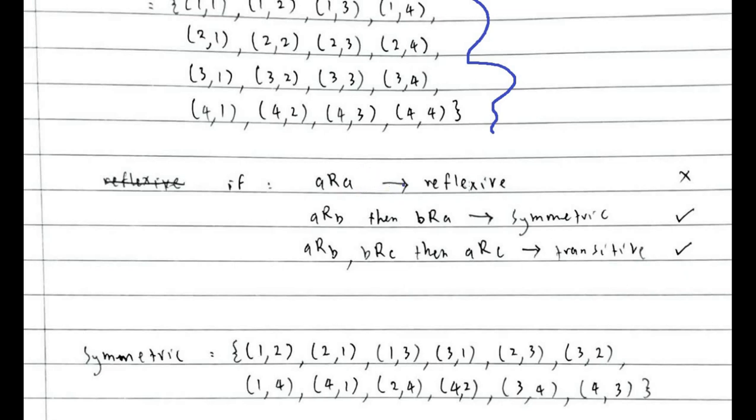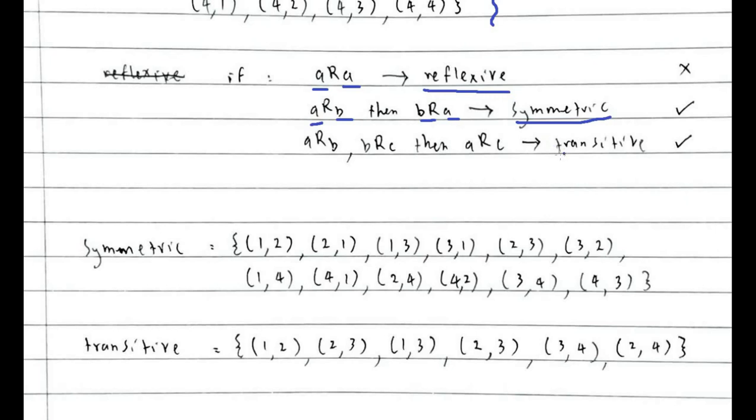The relation is reflexive if A relates with A, such as 1,1, 2,2, 3,3. So that is called reflexive. For symmetry, if A relates with B, then B must relate with A, such as if (1,2) exists, then (2,1) must exist. So that is called symmetry.